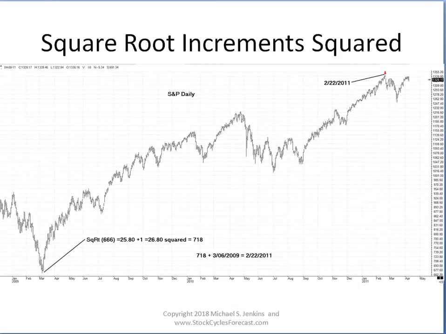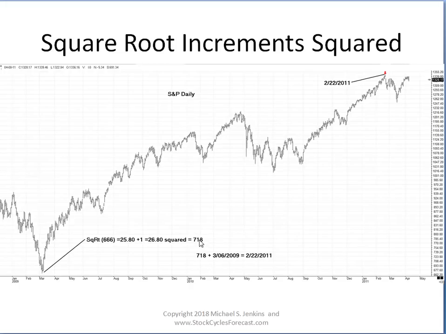Instead of using the square of 9, we can do this mechanically by hand. We can take, for instance, the low on March 6th of 2009, which is approximately 666. We can take the square root of that, 25.80, plus 1, re-square it, and get 718. Now you would think, since this was a price, when we increment it, this 718 would be a price too, but no, it's not.